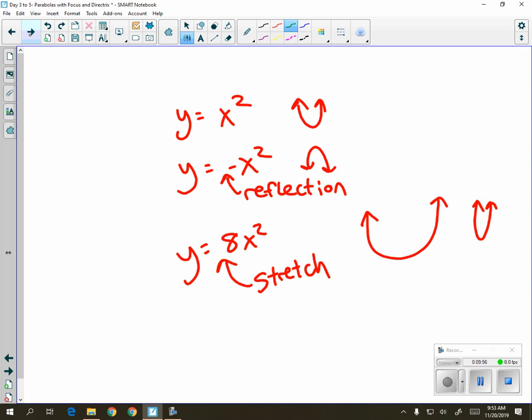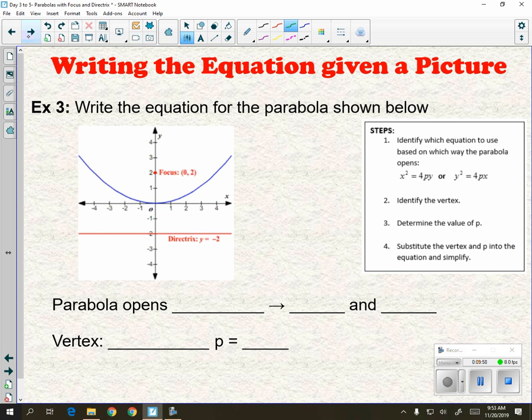Let's try an actual example of writing the equation given the picture. You're going to want to find all of your key information first. So first you're going to look to see where the parabola actually opens. And this parabola opens upward. If it opens upward, we know that it's going to be x squared, right? And more specifically, it's going to be positive. Next, you're going to want to find the vertex, which in this case is at the origin, so it's 0, 0.